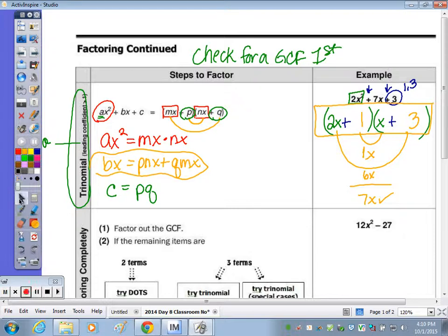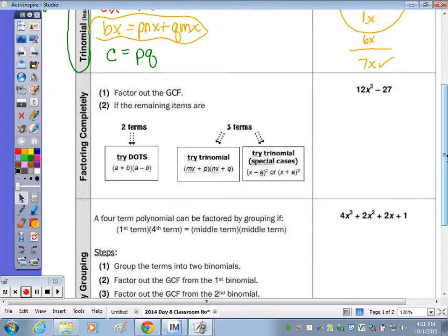The next type of factoring is factoring completely. With factoring completely, you will have a greatest common factor. So if I factor out the greatest common factor, for 12x squared minus 27, that's 3. And when I factor that out, I get 4x squared minus 9.